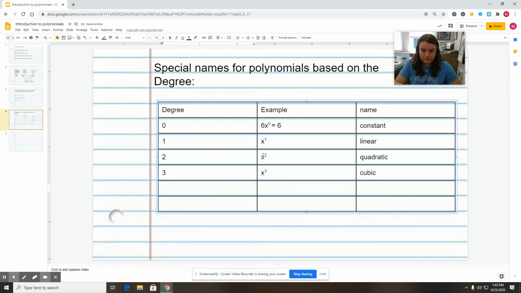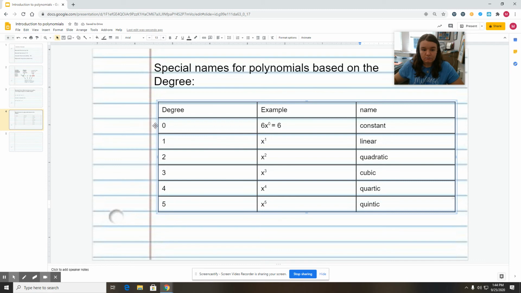Cubic because if we have x to the 3rd, you can say it as x cubed, so that's a cubic function. Then we have x to the 4th, which is fourth degree, and that we call a quartic function, quartic. Then we have x to the fifth, so a fifth degree function, and that is quintic, quintic.